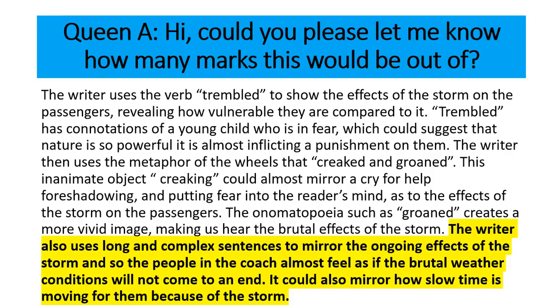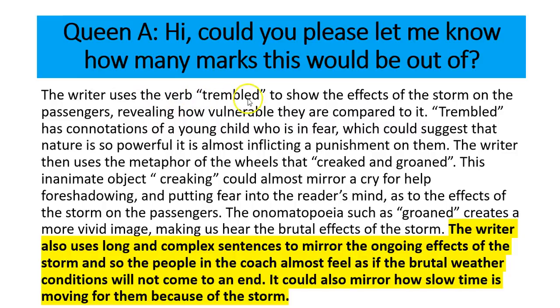This is an exam answer given to me by a viewer called Queen A. Thank you very much, Queen A. And he or she says, "Hi, could you please let me know how many marks this would be out of?" So I'm annoyingly not going to give it a mark, but it is a high mark answer. And when we get down to the bottom here, you'll see how Queen A writes about the list.